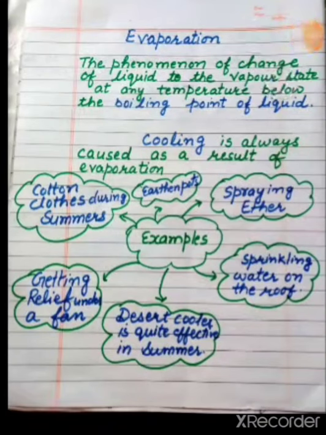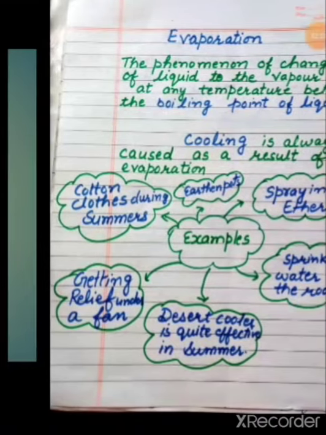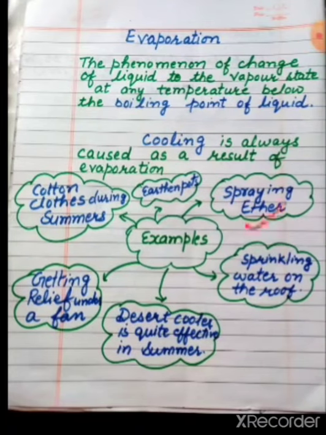Now, some examples of evaporation. First, spraying ether. And we can see surgeons quite often perform minor surgeries on a portion of skin by spraying ether. It is a low boiling liquid. Its boiling point is 308 Kelvin and it evaporates at a very fast rate from the skin.